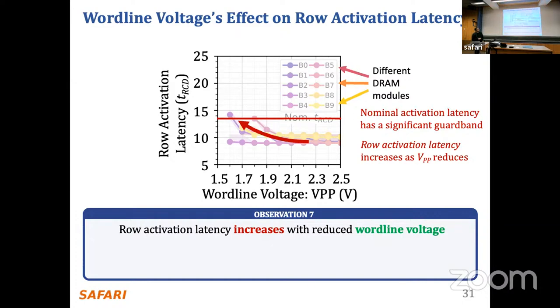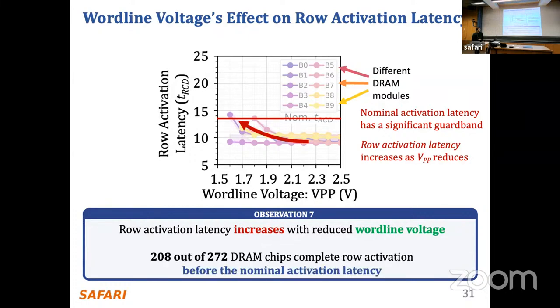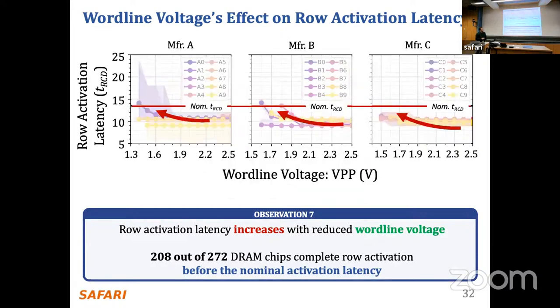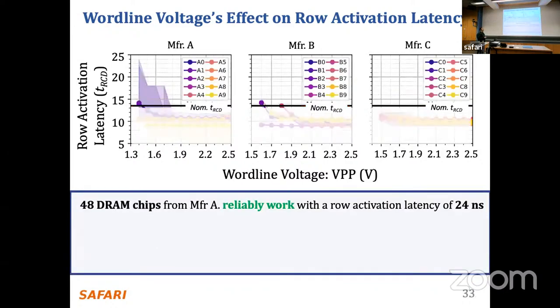But you need to also note that there is this level of nominal activation latency. When you operate your DRAM module in your device, you use this value as your activation latency. Even though your activation completes much earlier than this, you already wait for this amount of latency. So the increase in the activation latency is not that important as long as the final value is below this nominal activation latency. We say that most of our DRAM chips complete row activation before the nominal activation latency. We observe the same trend across modules from all three manufacturers. So we conclude that we can use the nominal row activation latency.